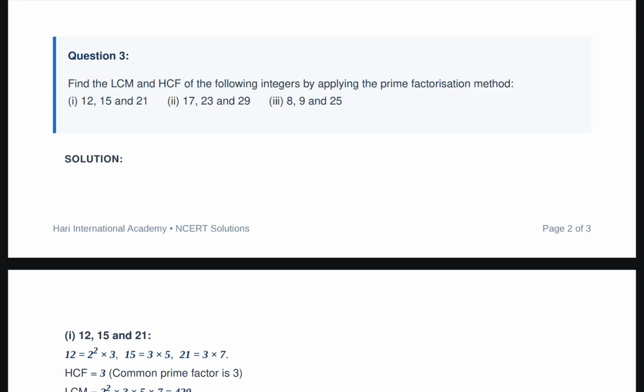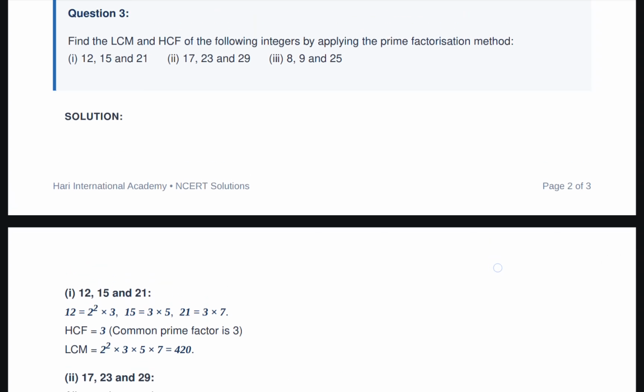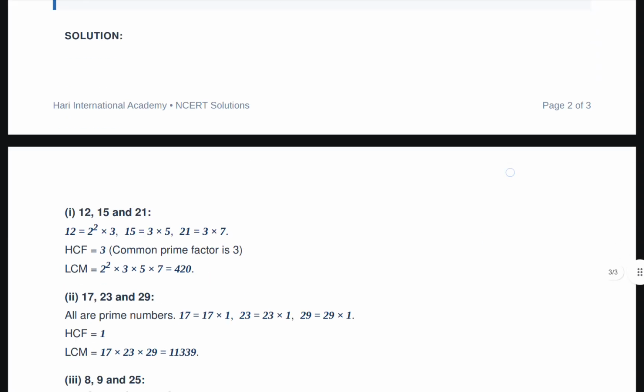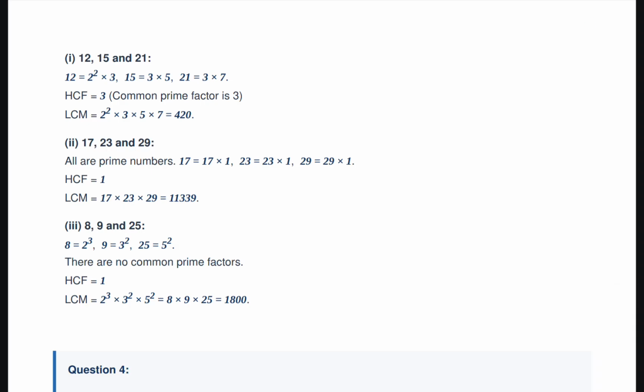Okay, now move on to the next question, that is question number 3. Find the LCM and SCF of the following integers by applying the prime factorization method. So here you will find the LCM and SCF by applying the prime factorization method. Okay, so we will start with question number one.